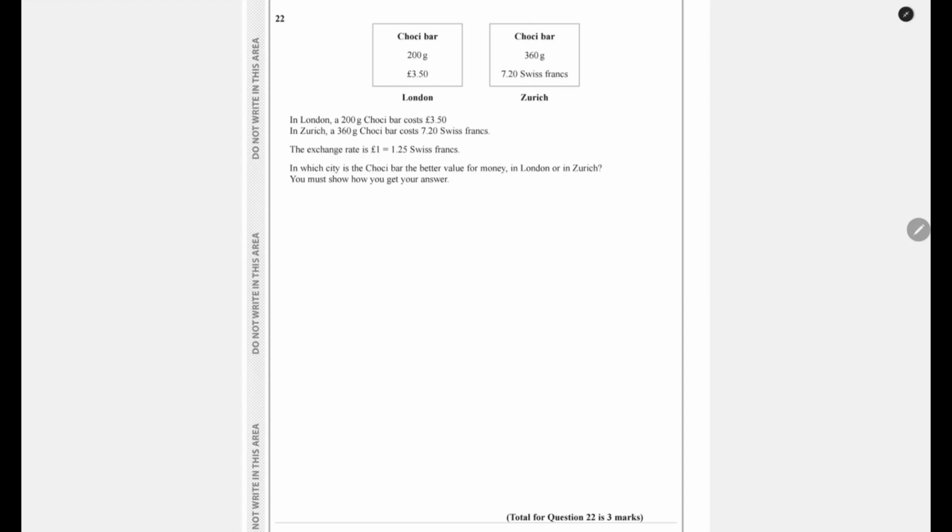Well, the first thing that we need to do is exchange the London price to Swiss francs, or the Zurich price to pounds. Let's exchange the London price to Swiss francs. So we know that £3.50 is how much it costs for 200 grams. And so if you multiply that by 1.25, which is the exchange rate, that is equal to 4.375 Swiss francs. So for 200 grams of the London price, it costs us 4.375 Swiss francs.